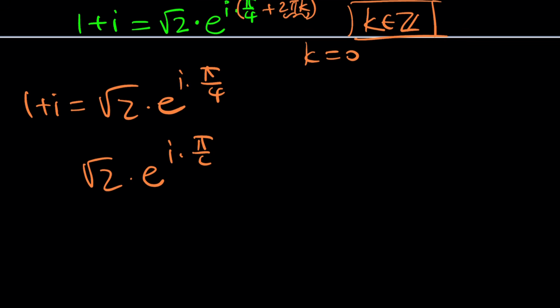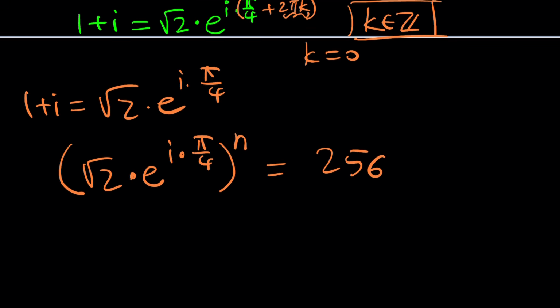And what happens when we do? Let's go ahead and take a look at it. If I raise something like this to the power n, obviously, two things happen. We have a product. Root 2 is raised to the nth power, and e to the power i pi over 4 is raised to the nth power. And at the end, they're supposed to give us 256.